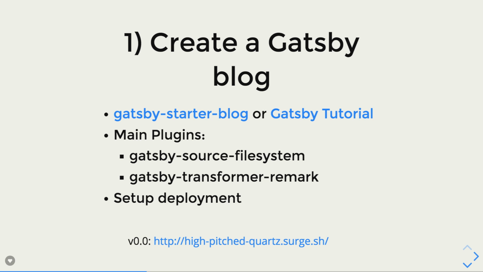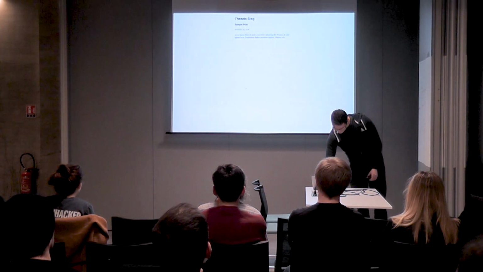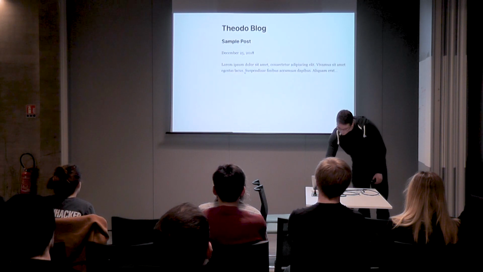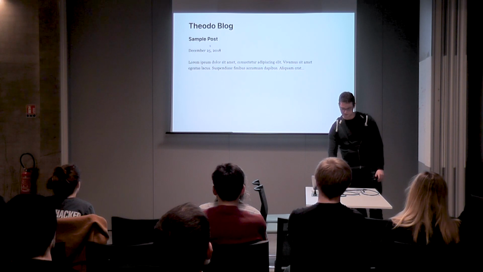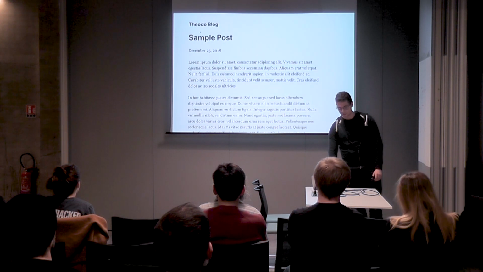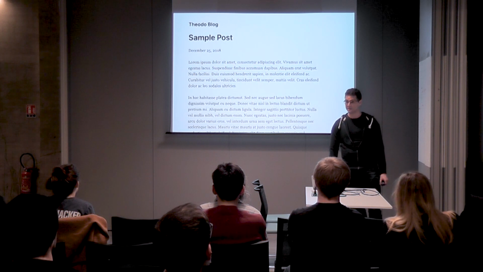The main plugins it's using underneath are the Gatsby source file system plugin to read the markdown files, and then the transformer remark plugin to render the markdown files as HTML on your blog. You also want to set up the initial deployment as well. So we did all of that, and this is a bit zoomed in, but that was the version 0.1 that we had after doing all of this. It's just lorem ipsum text, but you can see you get the nice, quick static site features out of it.